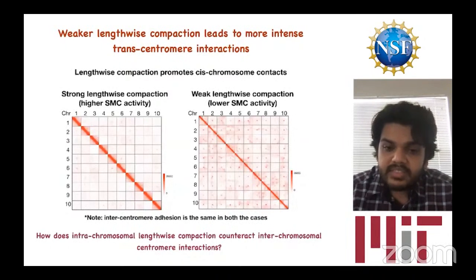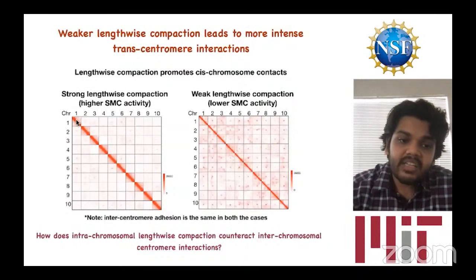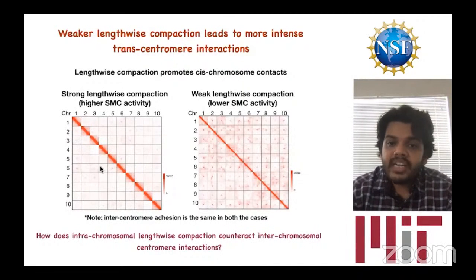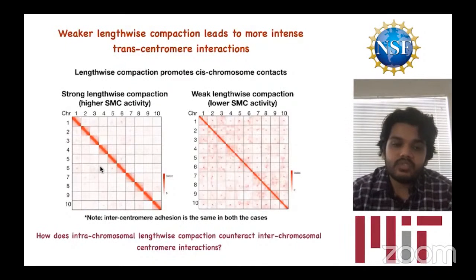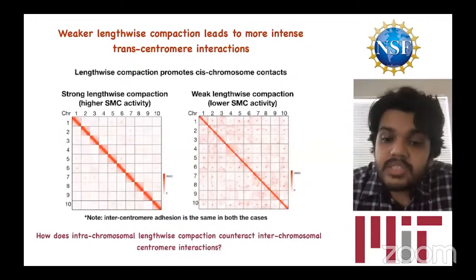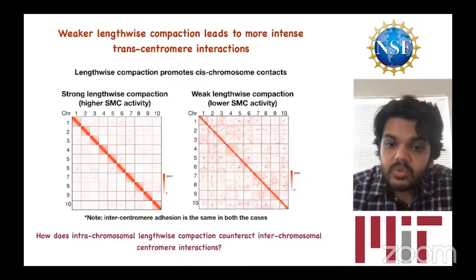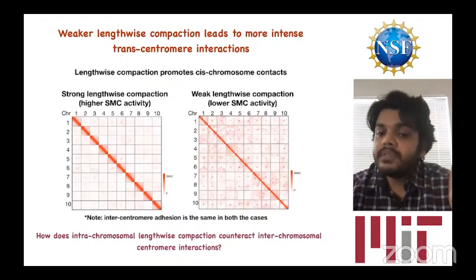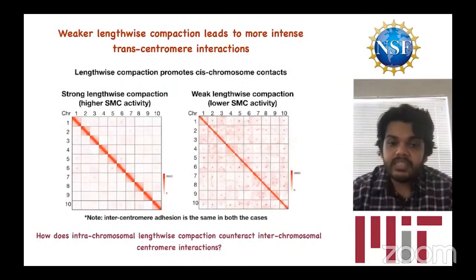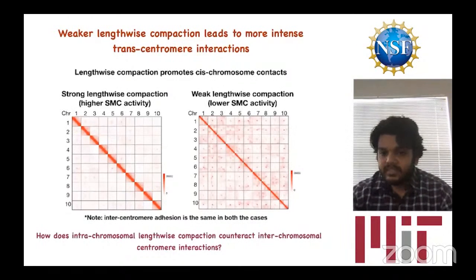What you see mainly is that if you have higher lengthwise compaction, the diagonal is thicker, representing more cis contacts and stronger territory formation. Whereas if you decrease lengthwise compaction, this is the interesting bit, the trans-centromere interactions, these dots corresponding to interactions between centromeres of two different chromosomes, become more intense. And note that the intercentromeric adhesion between these two cases is exactly the same. The only thing that is different is the lengthwise compaction term.